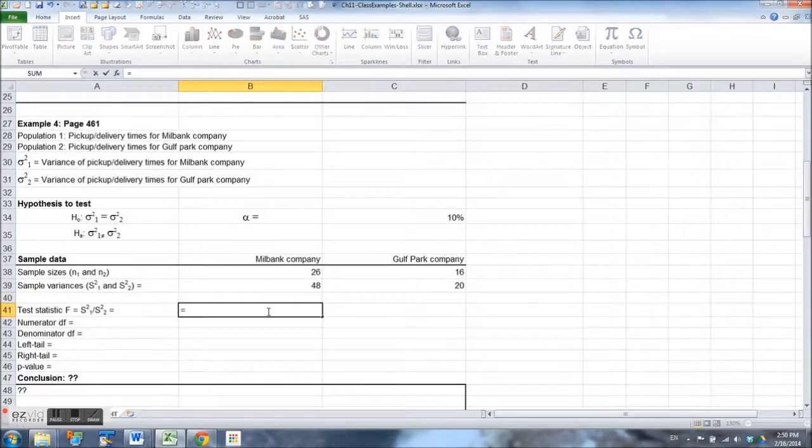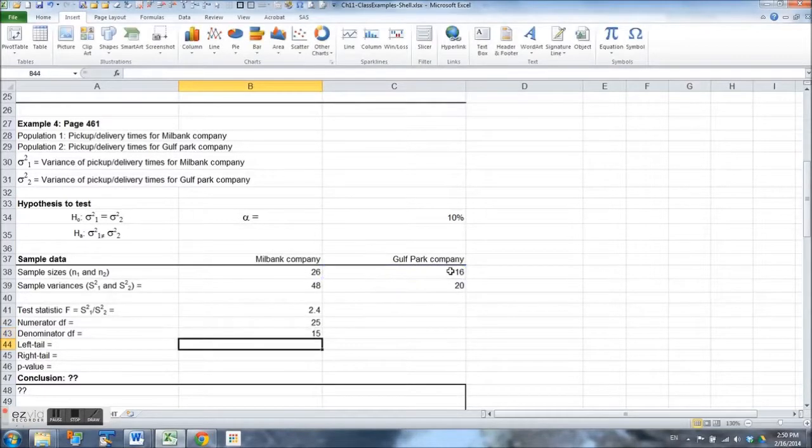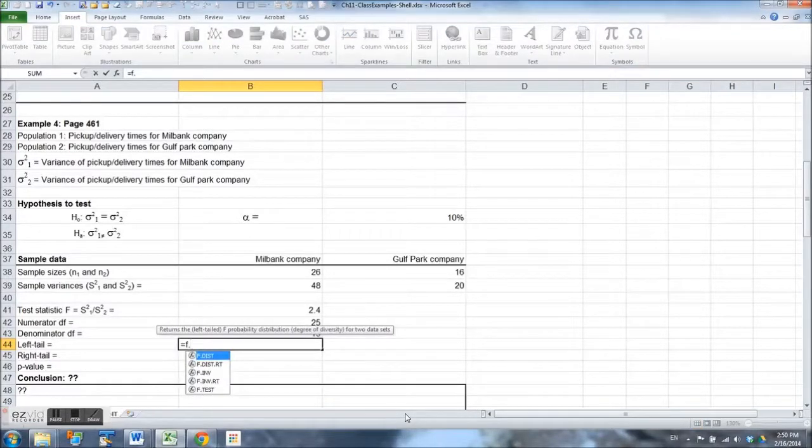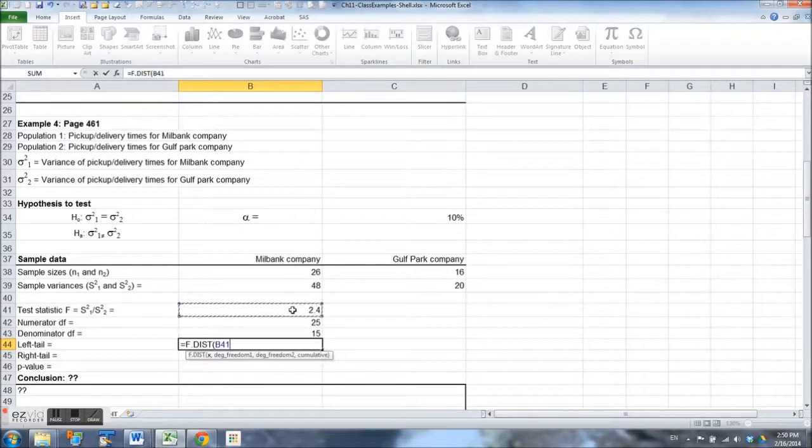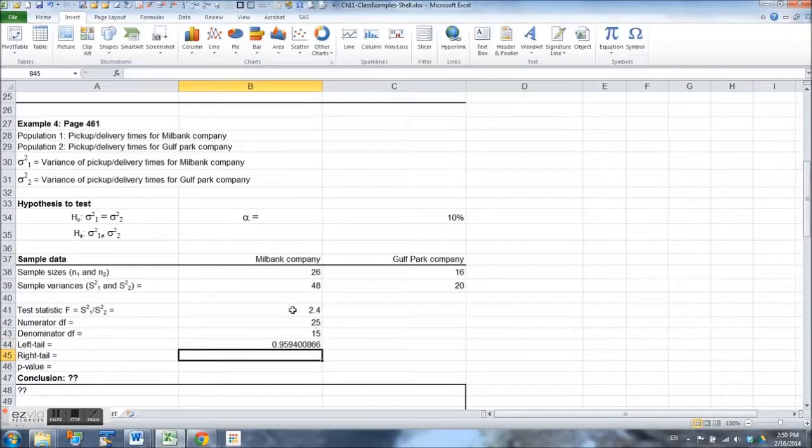So the test statistic is S sub 1 squared divided by S sub 2 squared. The numerator degrees of freedom is n sub 1 minus 1. Denominator degrees of freedom is n sub 2 minus 1. So now we do the left tail. Left tail is F.DIST, then the F statistic, numerator degrees of freedom, denominator degrees of freedom, and then TRUE.